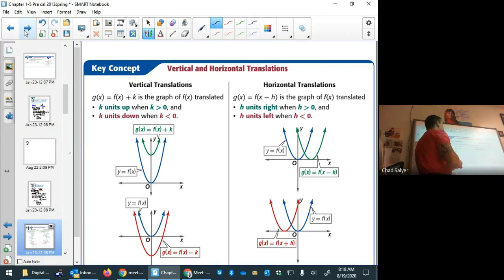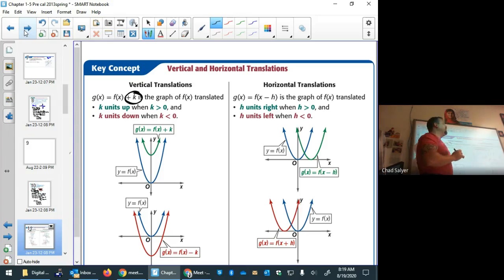So let's talk about translations. First of all, vertical translations. That's where I just shift the graph up or down. So what I'm going to do is add a factor k to the function, and if it is positive, it shifts the graph up. If it's negative, it's going to shift the graph down. So you'll see two examples here.